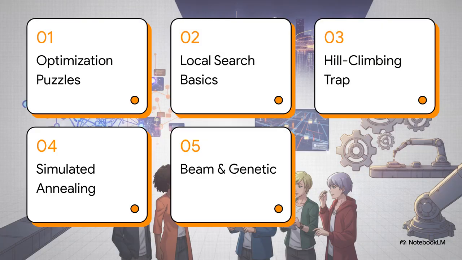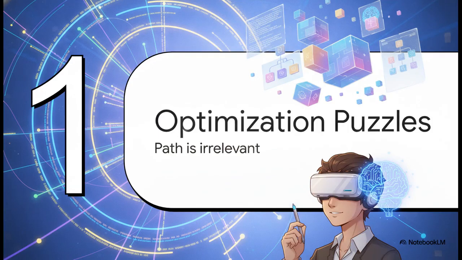All right, here's our roadmap for this explainer. First, we'll cover the optimization puzzle, then local search and n-queens, moving on to the hill climbing trap, the simulated annealing solution, and finally, beam and genetic searches. Let's kick things off with section 1, the optimization puzzle.